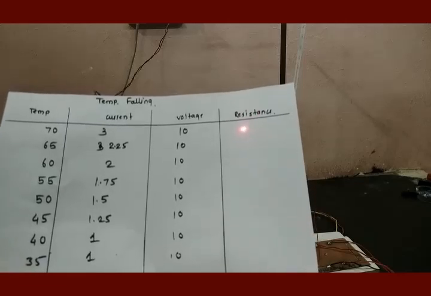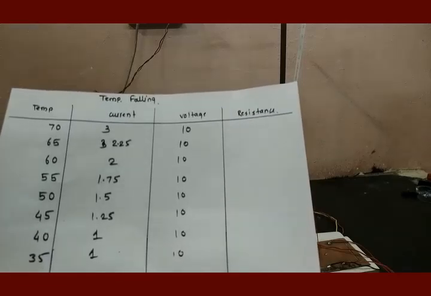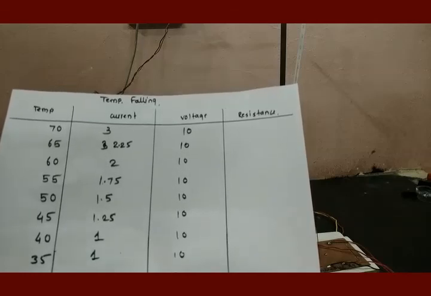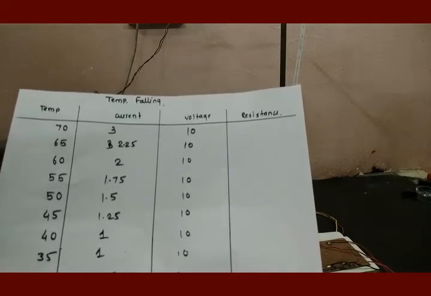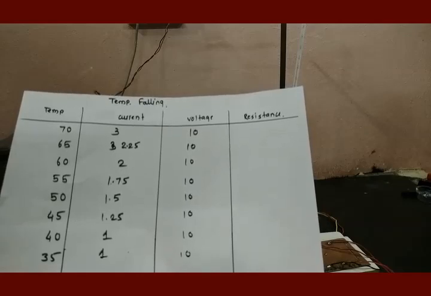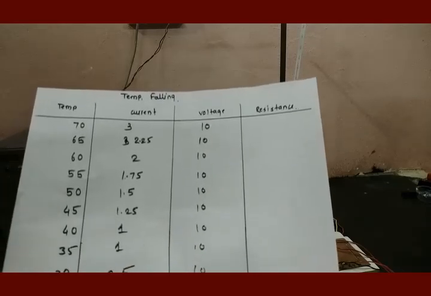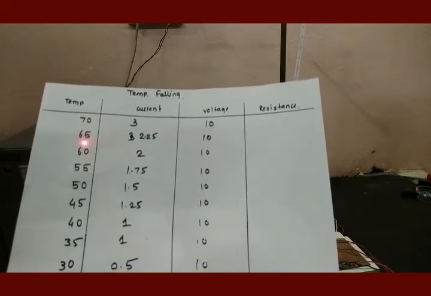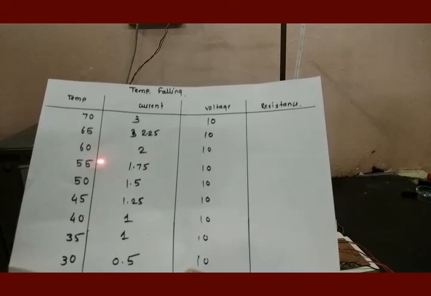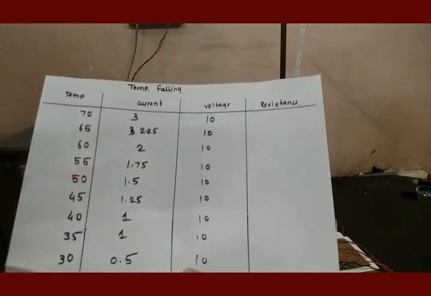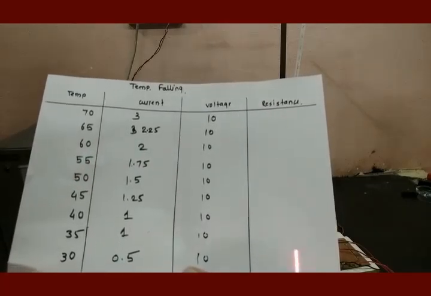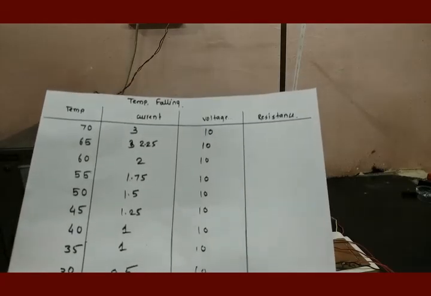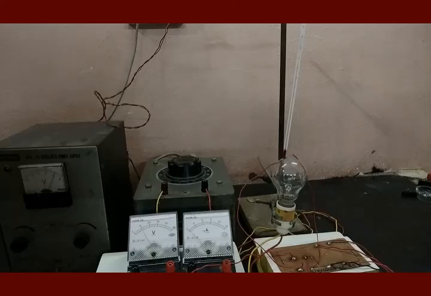Whenever you write the result, write the result as the resistance of the given thermistor at temperature, and you write at temperature is equal to this much kilo ohm. It will be different at 70, at 65, it will be different at 60, it will be different at 55, it will be different at 50. Only you have to write one of these readings, either from rising or falling, as the result for the resistance of the thermistor.